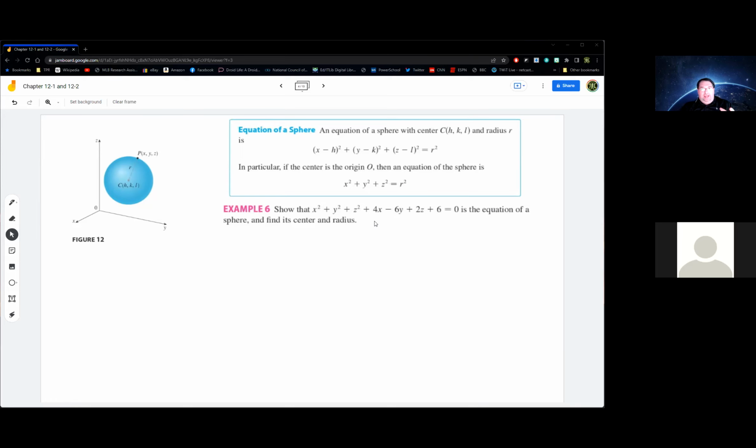You were actually looking at a general form equation like this and changing it into the equation that gives us the information. We're going to do something very similar in this situation. So the first thing I'm going to do is put all the x's together, all the y's together, and all the z's together. So I've got x squared plus 4x, then plus y squared minus 6y, plus z squared plus 2z.